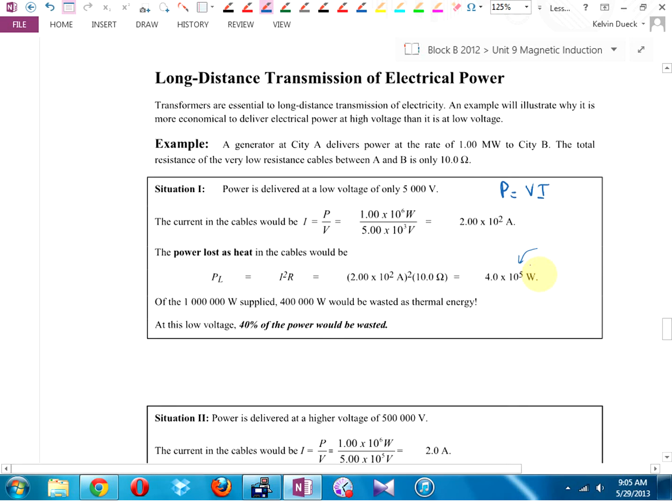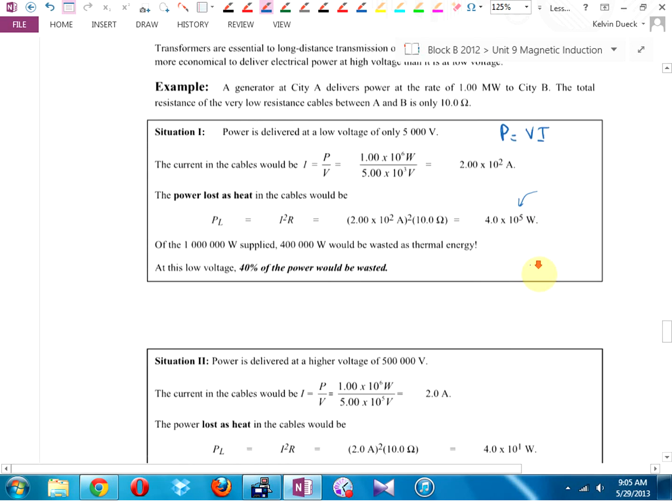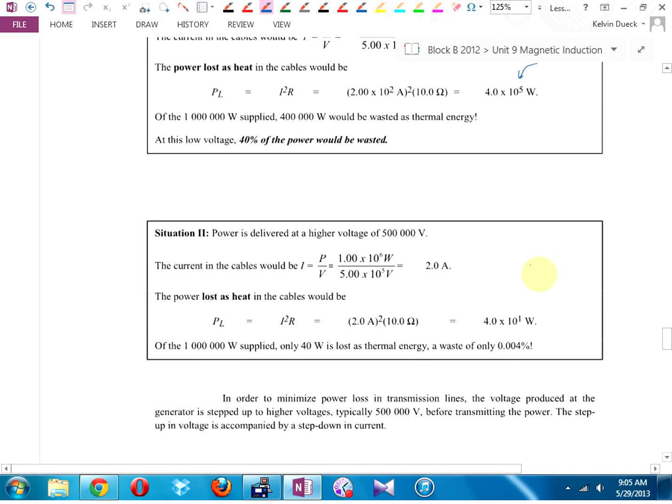So we don't ship power at 5,000 volts. We don't ship power at low voltage. Instead, what we do is, using transformers, we step up the voltage as high as possible. We step it up to maybe 500,000 volts in situation 2. The current would be power divided by voltage. The current would be now only 2 amps. The power loss, which is I squared R, would be only 4 watts out of 1,000,000. Now, instead of losing 40%, you're losing not 1%, not 1/10 of 1%, 4 1,000ths of 1%. You're almost completely efficient.